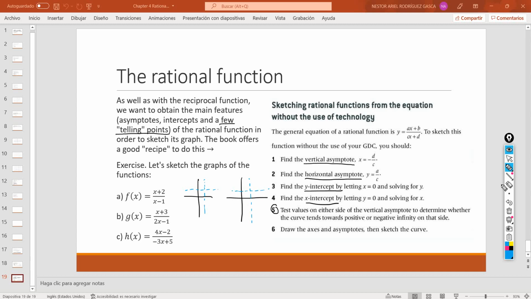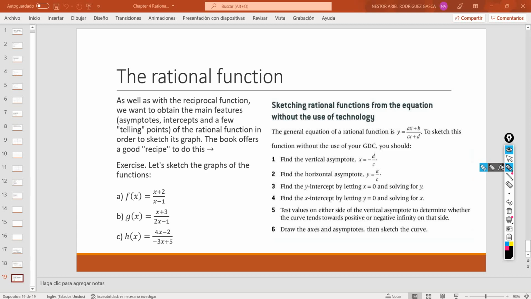Okay, that's not enough to know the behavior of your function. You need to know where the branches are, because you may have this case, right? Or you may have this case. You see? So how do you find out? By testing with some values. That's how you find that out. Okay, and then number 6, draw the axis and the asymptotes and then sketch the curve.